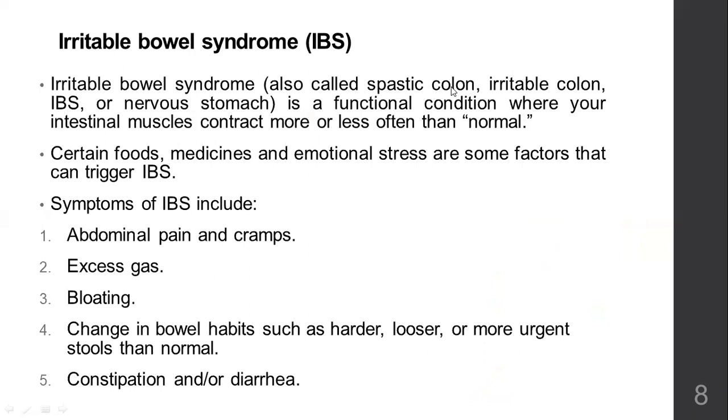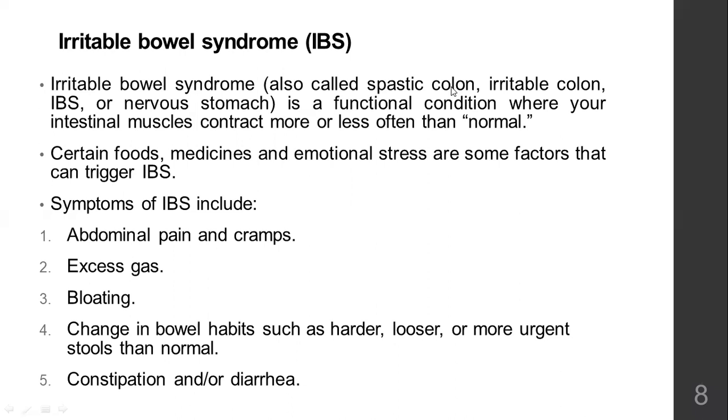It's also called spastic colon. Spasm means again abnormal contractions here and there. Irritable colon, spastic colon, nervous stomach: these are the other names for irritable bowel syndrome. Again, it's a functional condition where your intestinal muscles contract more or less often than normal, either too much contraction or too little contraction than what is normal.